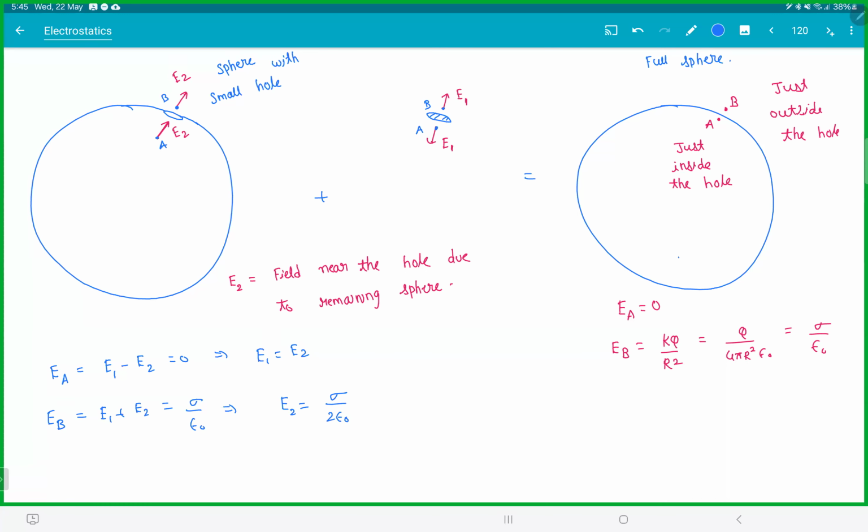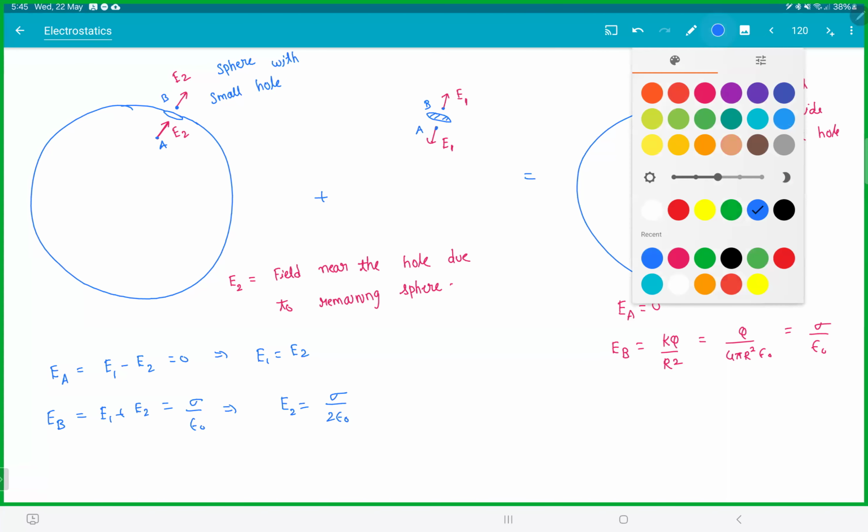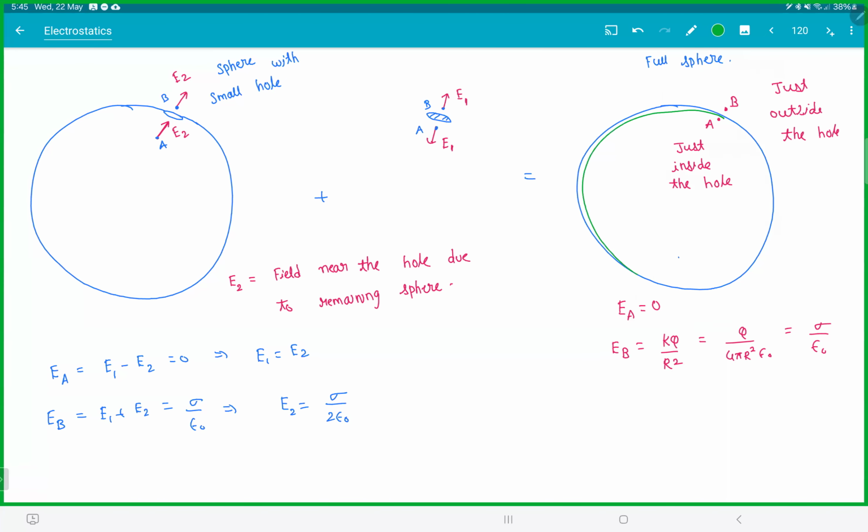Let's see what it means. Do have a look at this. So what we found is, it now makes sense actually if you think about it. Due to the total thing being 0, that means if you make a small hole, whatever field this guy is generating, the remaining part also should generate the same field in the opposite direction. That's why it is becoming 0, right?